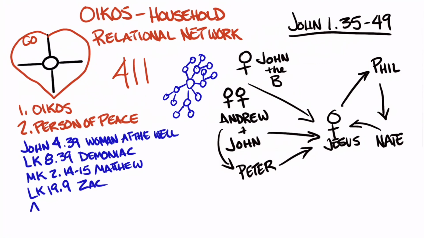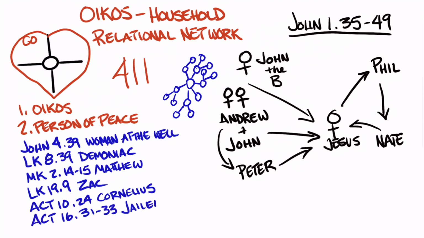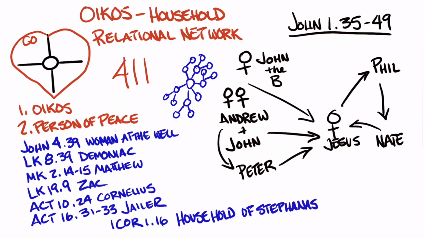And we see in the book of Acts, Acts 10:24, Cornelius and his whole household comes to Christ. Acts 16:31 through 33, the jailer and his household. And then Paul talks about Stephanas and his household in 1 Corinthians 16. So we see examples of Oikos, where the gospel spreads through the relational network.